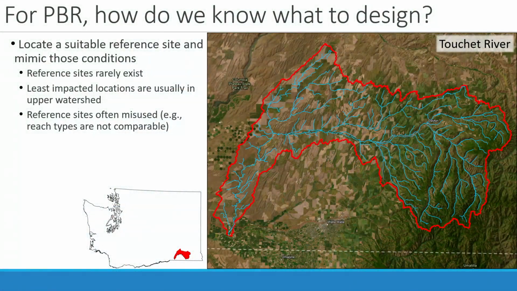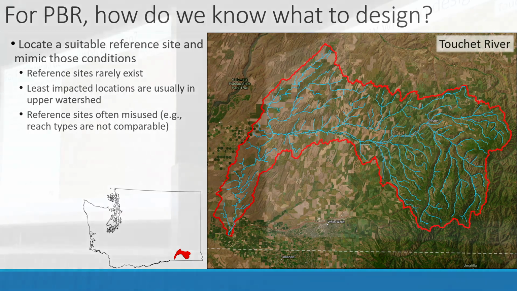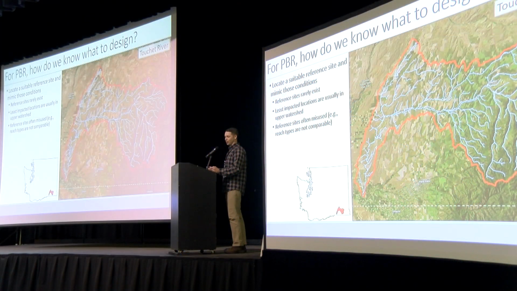So what we end up doing, of course, is looking upstream in the watershed. Typically, the least impacted areas are in the headwaters. But then that can lead to a lot of misuse of reference sites because there might be a reach type mismatch, where where you're looking has completely different boundary conditions to where you're working.